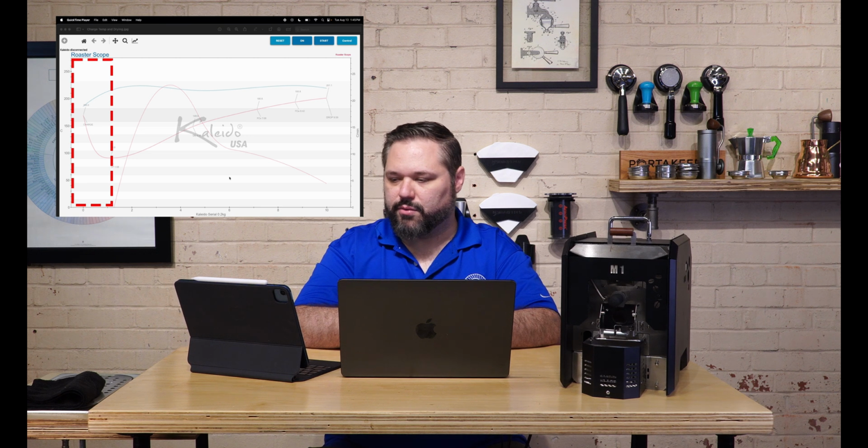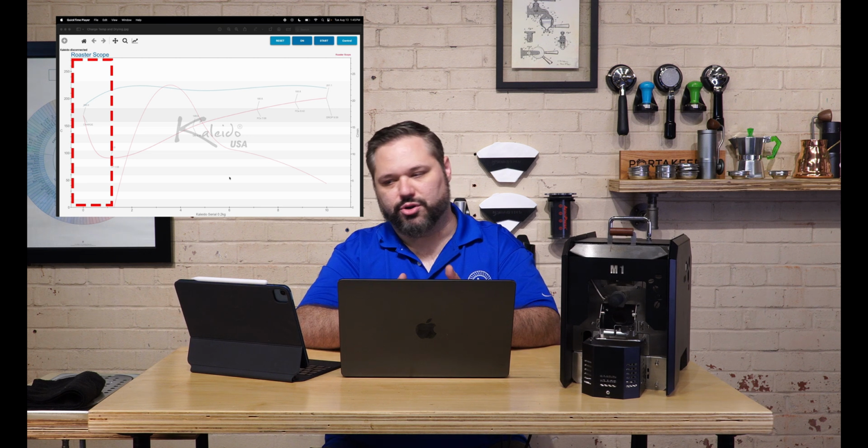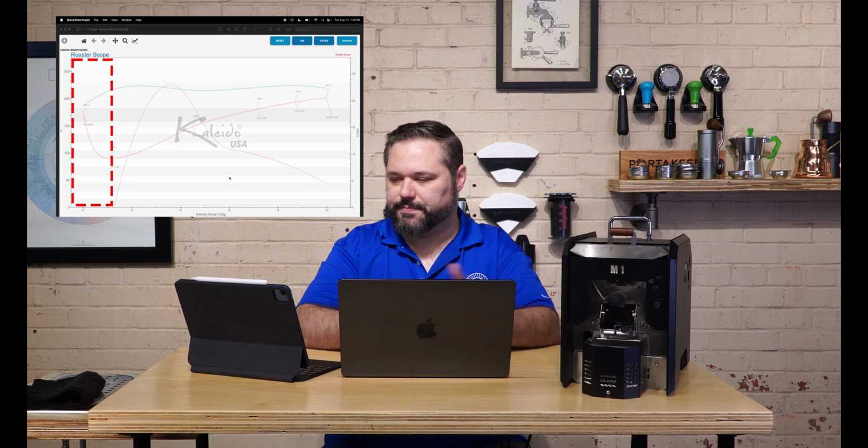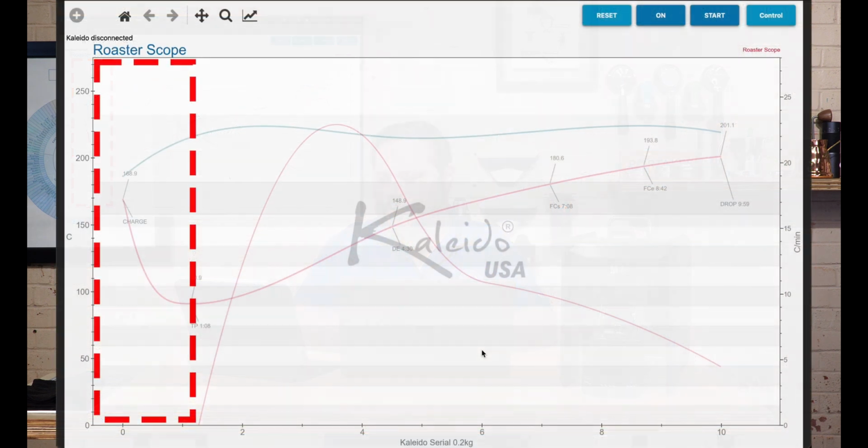So let's go through and look at the charge temperature. What is the charge temperature? It is the temperature at which we preheat the roaster, and this is stored energy within the roaster to kick off the roast.